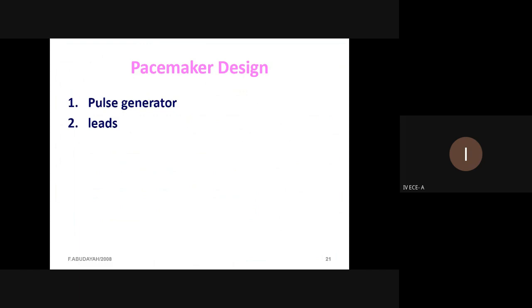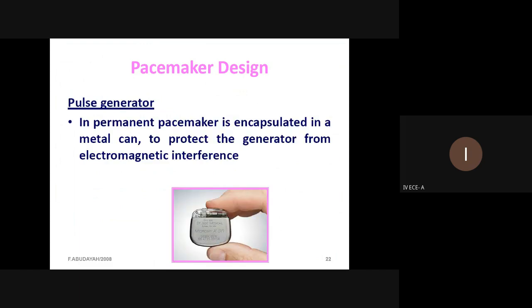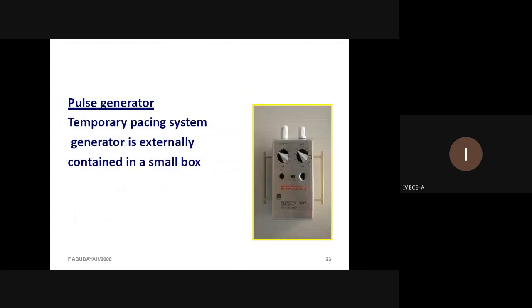Okay, so pacemaker design: pulse generator and leads. The pulse generator in a permanent pacemaker is encapsulated in a metal can to protect the generator from electromagnetic interference. So this is a pulse generator. Then this is another type of pulse generator, the temporary pacing system. The generator is externally contained in a small box.